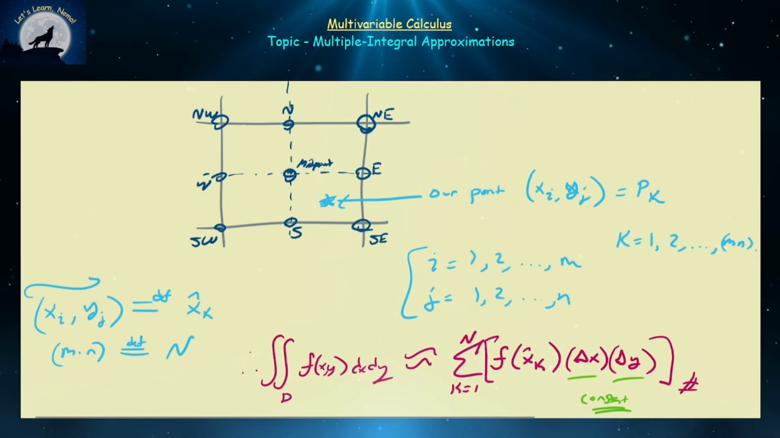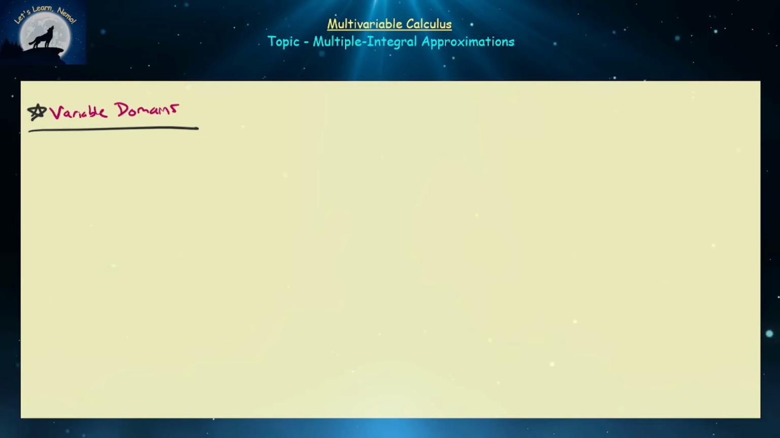But most of the time, the domains that we integrate over are not rectangular domains, so let's take another step up in terms of difficulty to see how we can adapt to, for example, variable domains. So we automatically have several different ways to approximate multiple integrals that are bounded on domains that are rectangular, but what if we have variable domains?